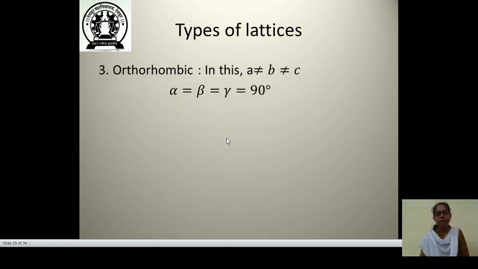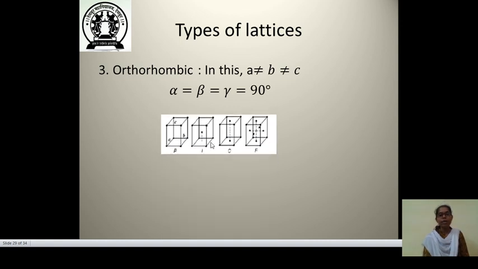Next one, orthorhombic. For orthorhombic, the three sides A, B, and C are not equal, and the angles between them are 90 degrees, but the three sides are not equal to each other. Here C is longer than A and B, and here the B vector is longer than the A vector. Therefore, A is not equal to B and B is not equal to C. Means these three are different, but the angle between these three vectors is 90 degrees. And for the orthorhombic, we have four unit cells.